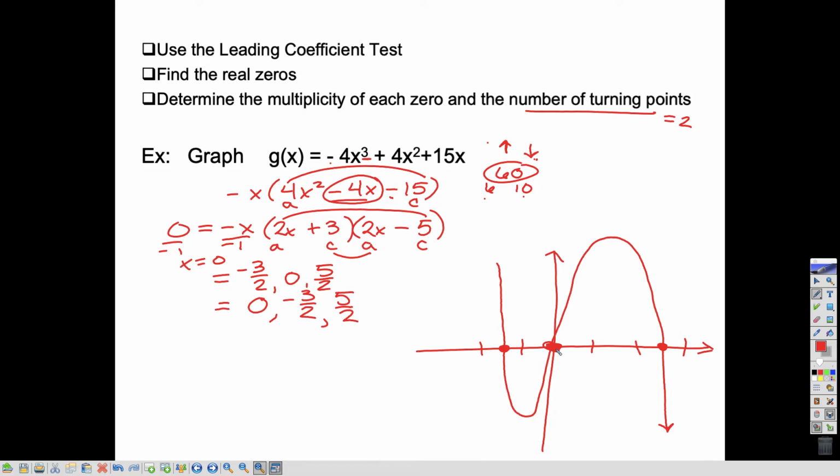My domain here is still all real numbers, right? Because I don't have any variables in denominators, I don't have any square roots. And my range would be dictated by this maximum height and this minimum height. Actually, no, it wouldn't, because what does this graph keep doing? Going down and down. So what is my range? All real numbers as well. Now, if I ask for a range in a certain domain, then it would be changed.